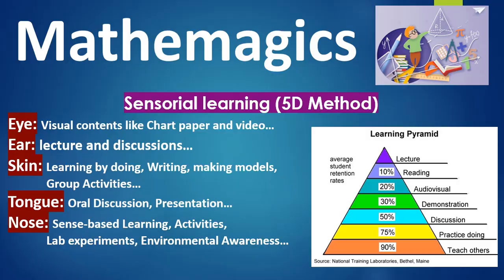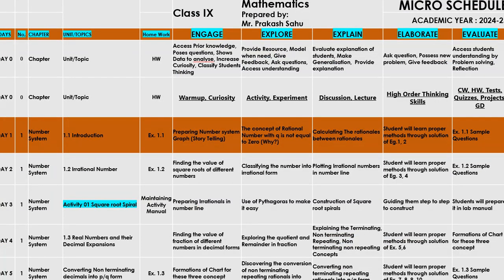Now I wanted to give one lesson plan of class 9th, for 24-25, that is the NCERT syllabus. We have taken one lesson plan of class 9th, showing how we can prepare the lesson plan on engage, explore, explain, elaborate, and evaluate, which we have changed into the 5D method. So obviously day one is the number system. We are going to teach the introduction that day.